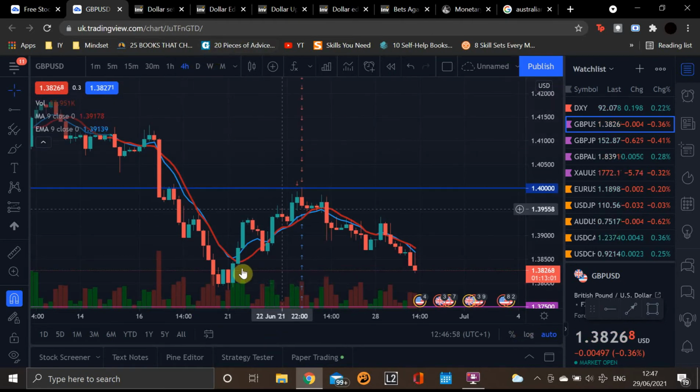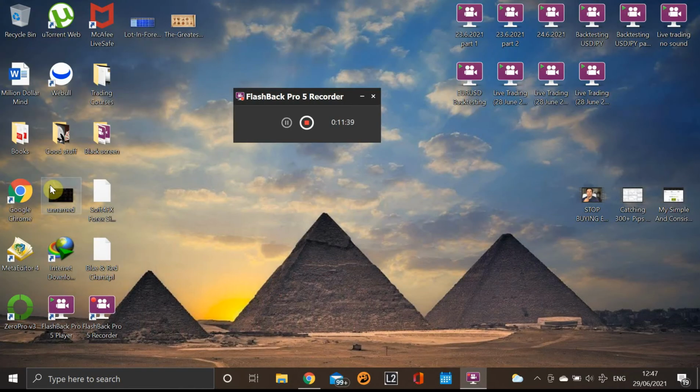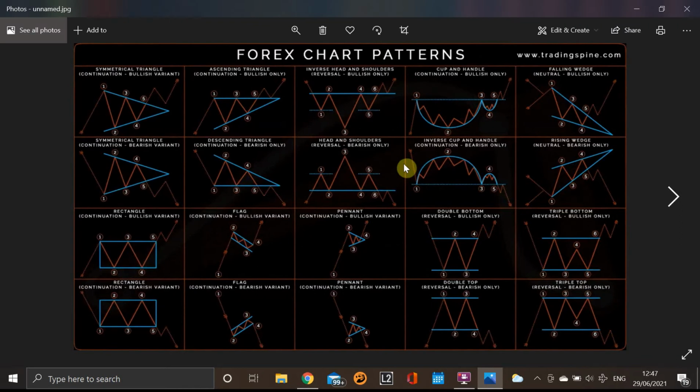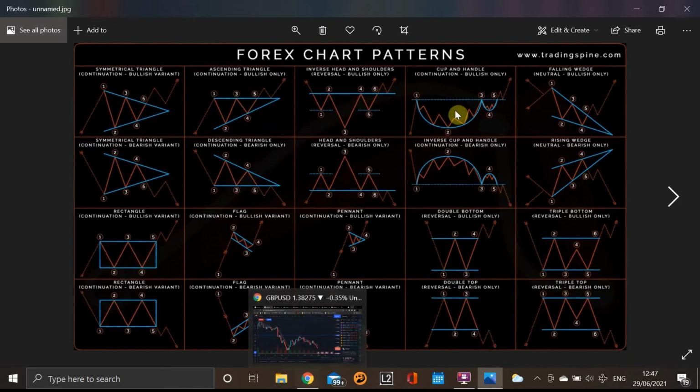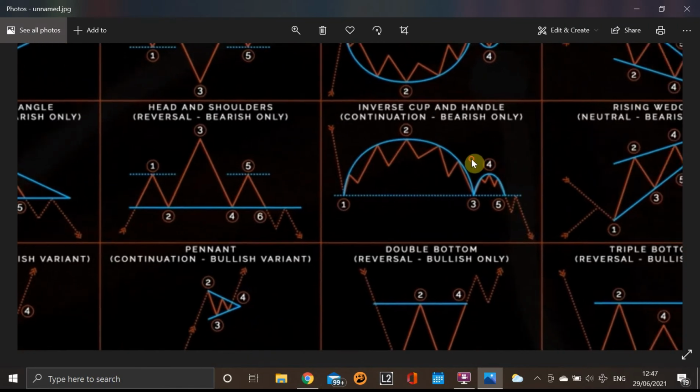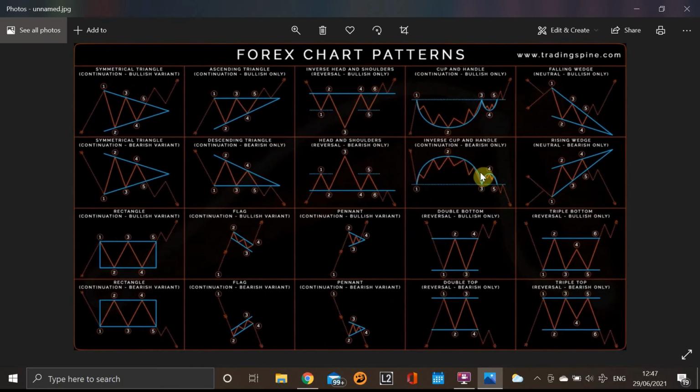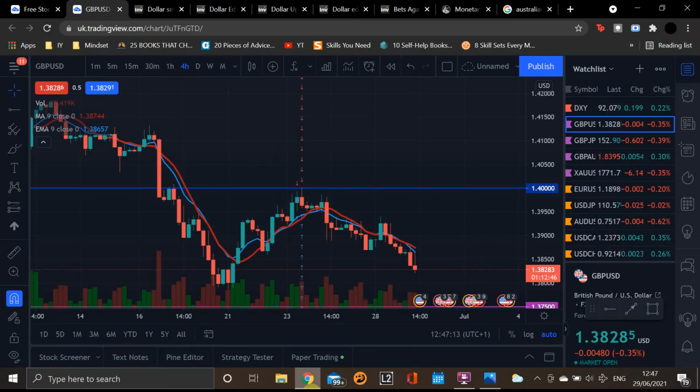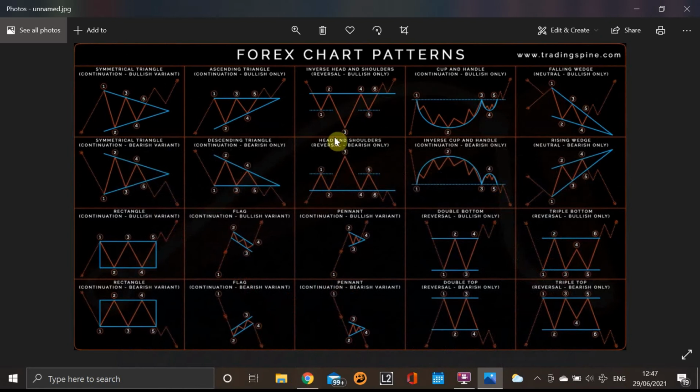The thing is, I've seen this pattern before, but I don't want to think that it's because I'm always failing with that kind of pattern. So this could be an inverse cup and handle. You see here, it could be an inverse cup and handle, or this could be a head and shoulders, possibly.